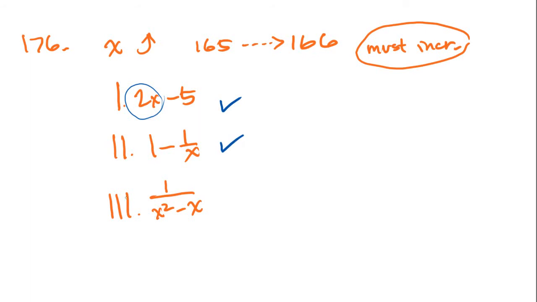Now for the third one, it says 1 over x squared minus x. Well, x squared is going to increase, definitely, and x is going to increase. But x squared is going to increase at a faster rate, or it's going to increase to a higher number faster, because it's increasing exponentially. What that means is that this denominator is going to go way up. So it's going to get bigger and bigger and bigger. But since it's a denominator, that means this entire number is actually getting smaller.